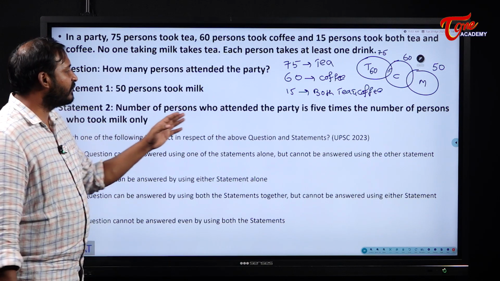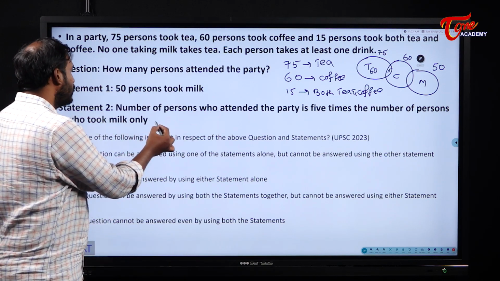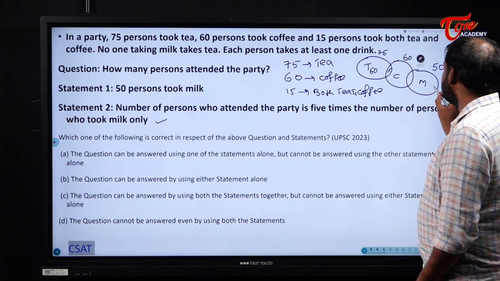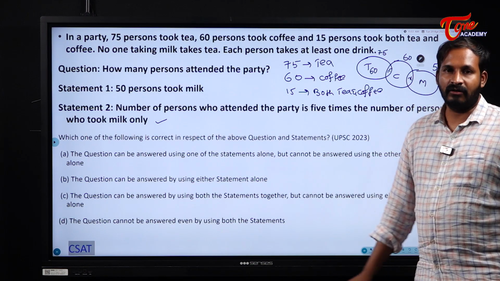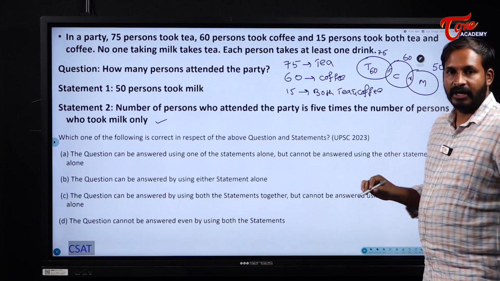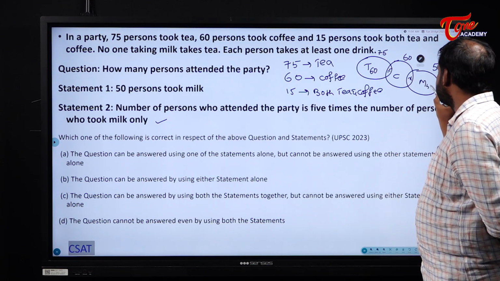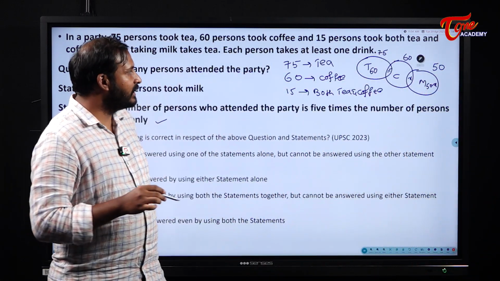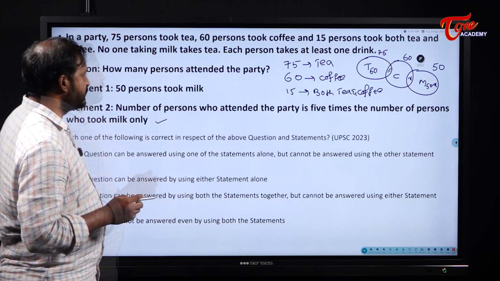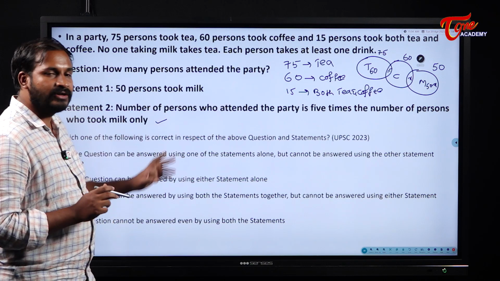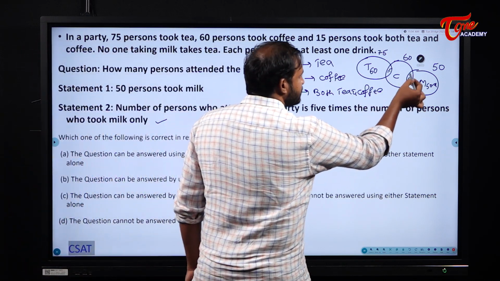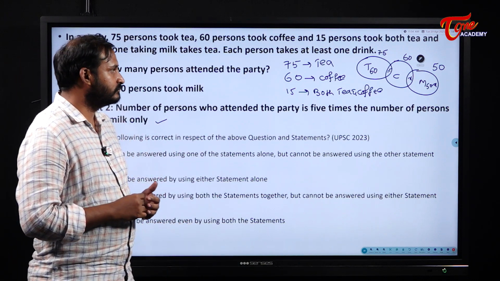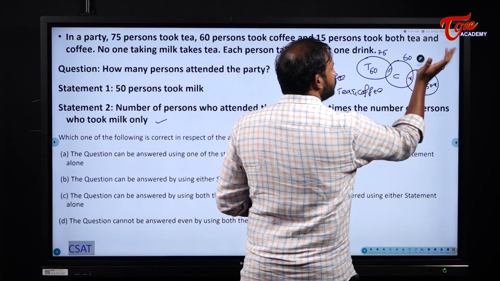Next, second one. The number of persons who attended the party is 5 times the number of persons who took milk only. Now, I will assume that there are some X persons who are taking milk and coffee together. What about the milk only case? 50 minus X. That will become the milk only for me here. Now, with statement 2 alone also I cannot tell my answer. Even if I assume this as X, I cannot tell my exact answer. Total we cannot take here.